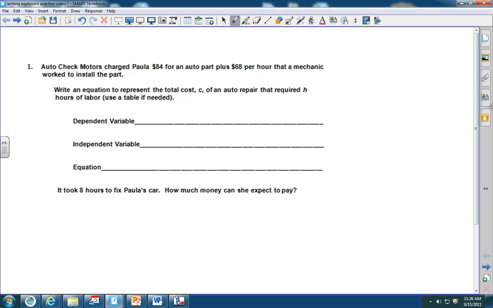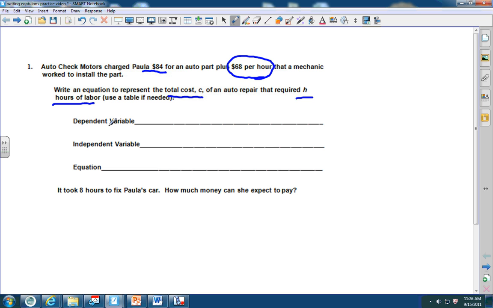So right here, looking at number 1, I want you to pause the video and try to answer these questions, and then come back and see how you did. I'm going to go up here and underline 84, and circle where it says $68 per hour. Now, you're going to write an equation that talks about the total cost, C, and H is the hours of labor.